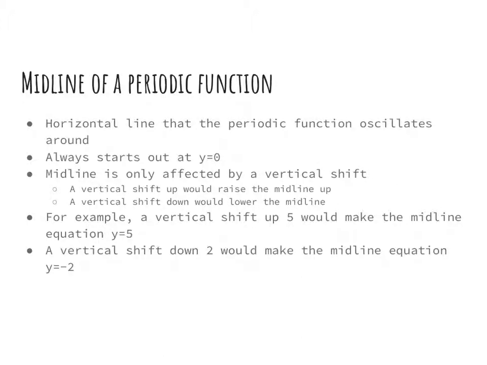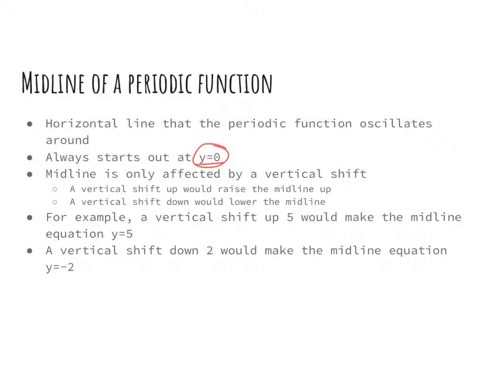With vertical shift, we also talk about the midline of a periodic function. The midline is the horizontal line that the periodic function oscillates around. With the basic periodic functions, sine of theta and cosine of theta, the midline is always y equals 0. That's where we always start out. Midline is only affected if a vertical shift is being applied. If there's no vertical shift, our midline would stay at y equals 0.